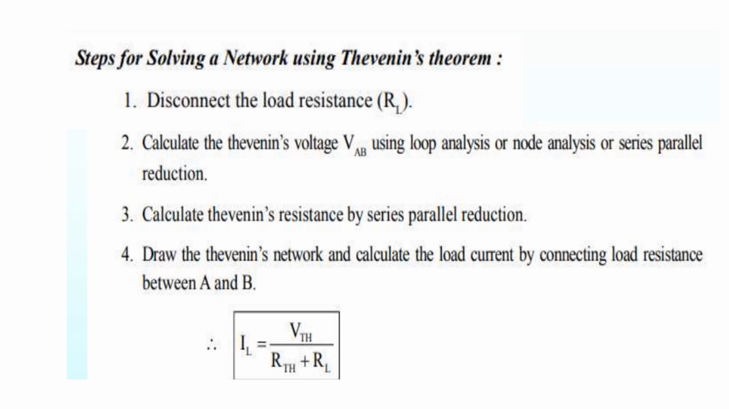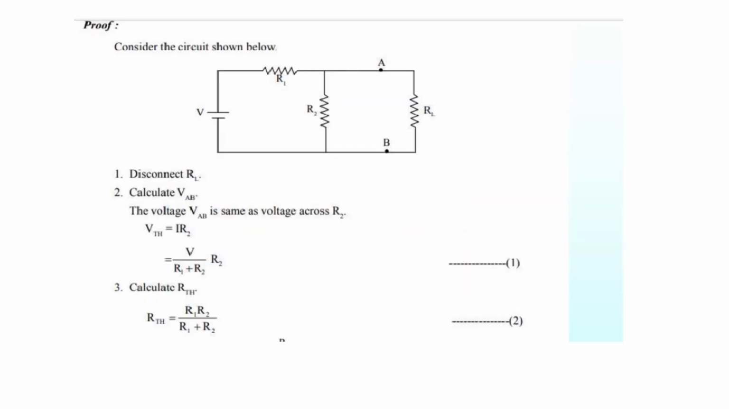That is the total voltage we have to find out. The Thevenin's voltage we need to find out. And the formula used for finding the load current is IL equal to VTH by RTH plus RL. Circuit shown below, load resistance is there.